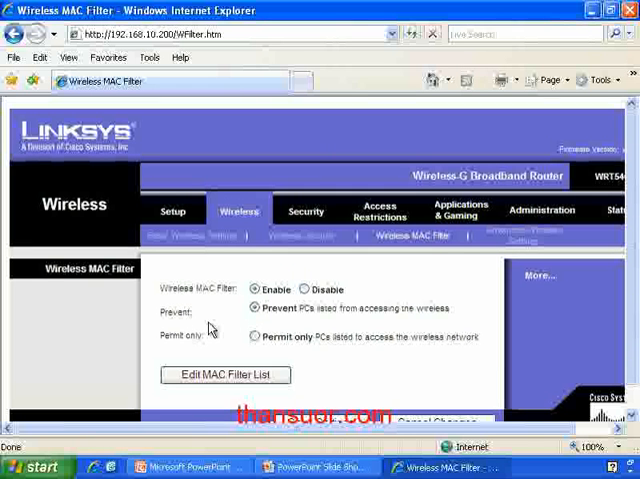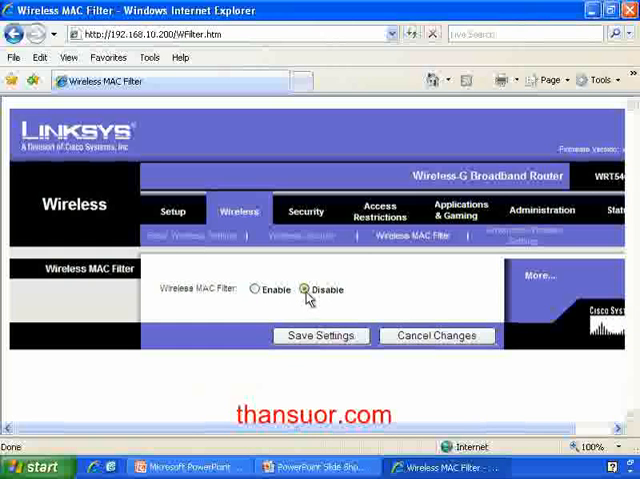I can either allow all wireless network cards to connect except for the ones that I specifically lock out, or I could allow nobody in except for who I explicitly say yes to. Okay, and those are the two choices here. Here you can say prevent PCs listed from accessing wireless. Okay, so that's where you're allowing everybody except for who you list. Or permit only PCs listed to access the wireless network. So it's kind of whether you want to make it a blacklist or a whitelist. Okay, but in my case, I want to go ahead and just leave it disabled. I'm not using MAC filtering here at all.